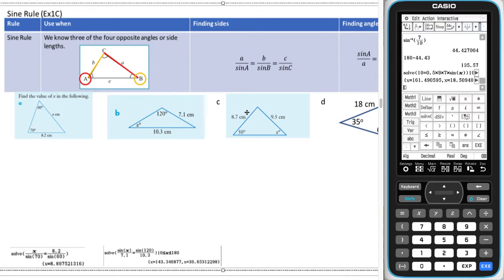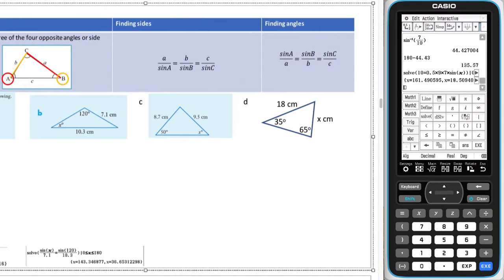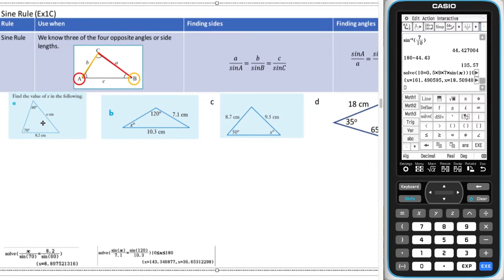Now we'll be looking at 2 variations of the sine rule. We have this one here, this is useful for finding sides, and then this variation of the same rule is useful for finding angles. So without further ado, let's look at this first problem here, find the value of x in the following.